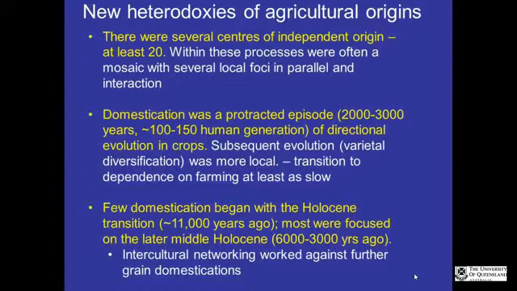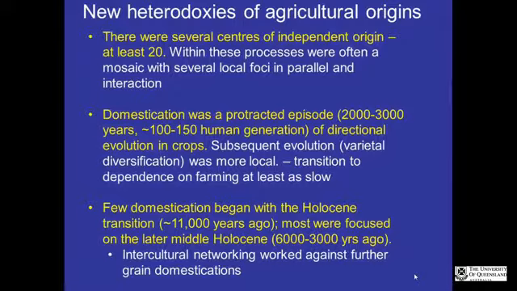Equally, the transition from using purely wild foods to using mainly agricultural foods is a gradual one. It's not a sudden revolution. And chronologically, very few domestications actually start 11,000 years ago at the big climatic change at the end of the Pleistocene, the beginning of the Holocene. Most of them are actually focused in the later mid-Holocene, the 6,000 to 3,000 years ago window. I'm not quite sure why that is, but it raises interesting questions. And then they slow down and stop.